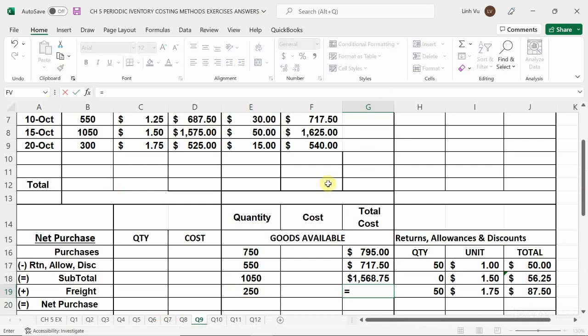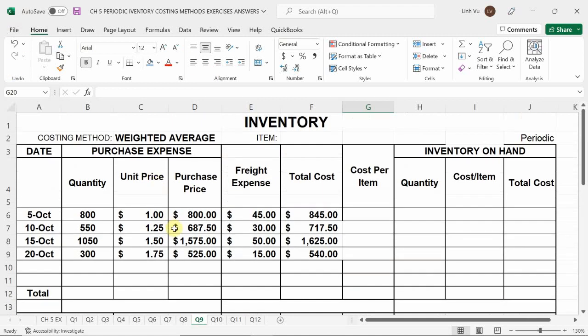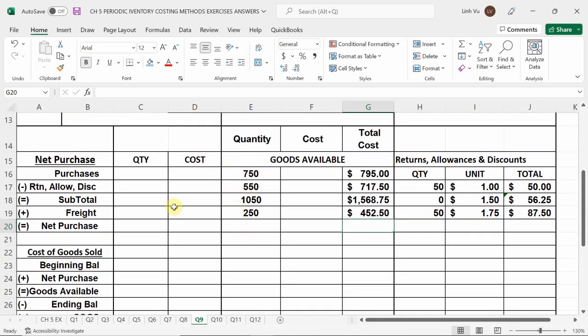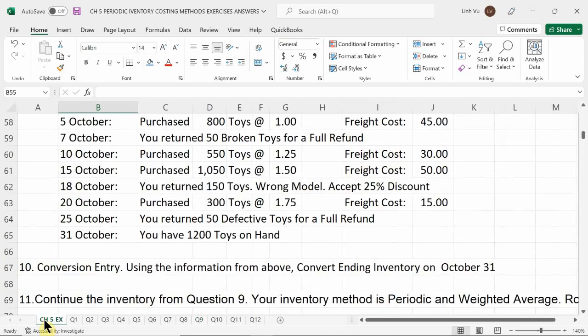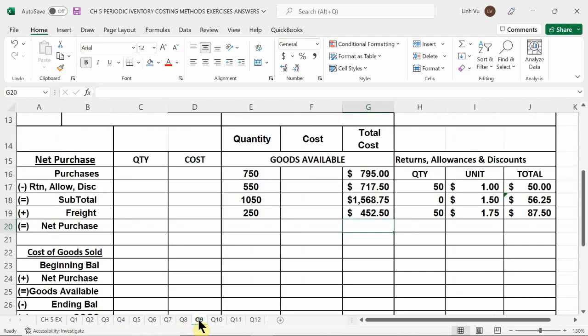And same thing here. You're going to get $540, and you got a refund for $87.50. So therefore, you're at $452.50. So in this case, all right. All 4 batches that I've purchased, here they all are, and they're all adjusted except for one batch. And the last thing that you have here on October 31st is that you have a total of 1,200 toys on hand. So 1,200 is what you ended with.